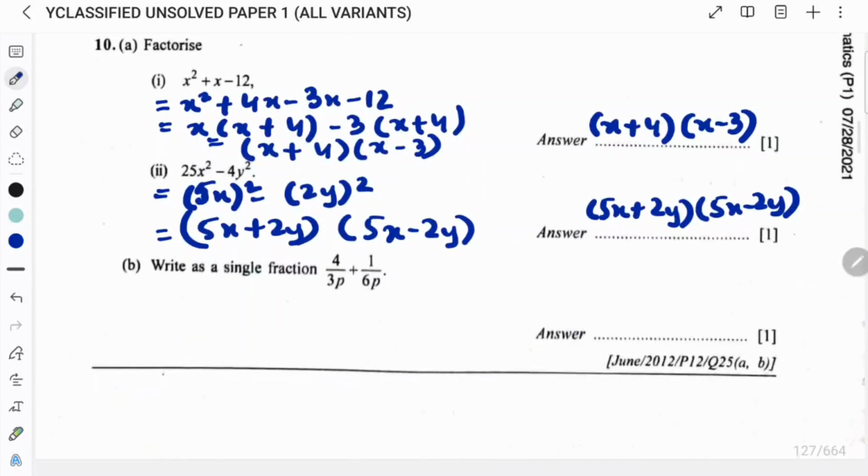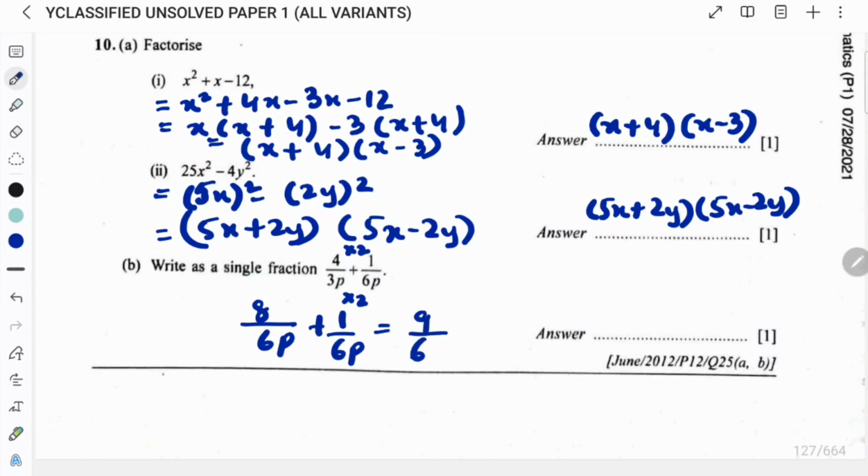So 3 and 6, 6 is the LCM in this question. So 6p we'll have to make. Obviously the first bracket we'll multiply by 2 to make it 6. 4 2s are 8. 8 upon 6p minus 1 upon 6p. 8 minus 1. Let me check. The sign was plus. Sorry. 8 plus 1, which is equal to 9.